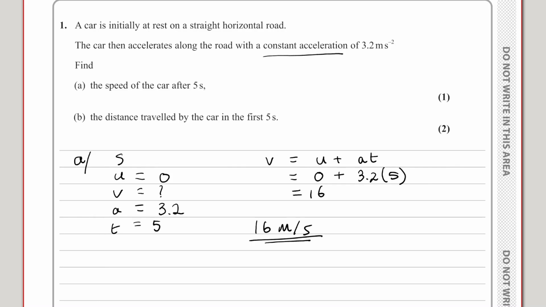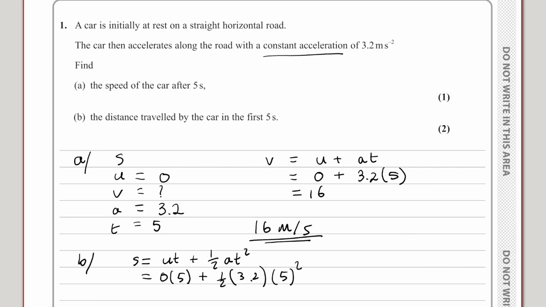Part B, we want the distance travelled in the first 5 seconds. So this time we're working out s. We can use s equals ut plus half at squared. So it is equal to u times t, 0 times 5, plus half of a, which is 3.2, times t squared, which is 5 squared.